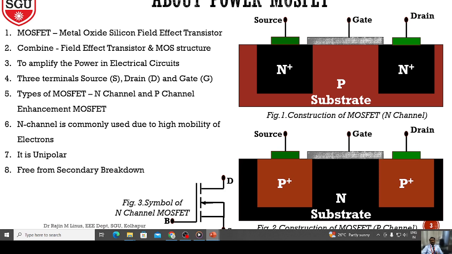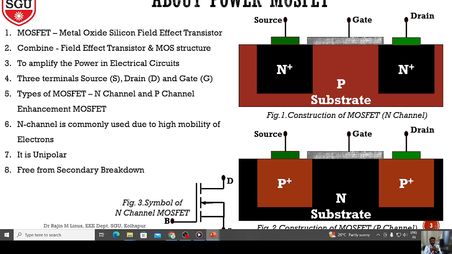What is meant by a metal oxide silicon field effect transistor? I have already explained that MOSFET is nothing but a metal oxide silicon field effect transistor. So this is the combination of the concept behind the field effect transistor and the metal oxide silicon structure.